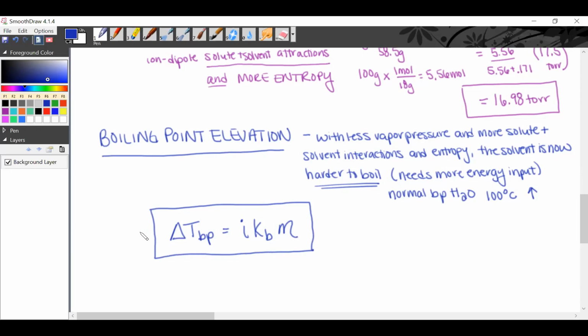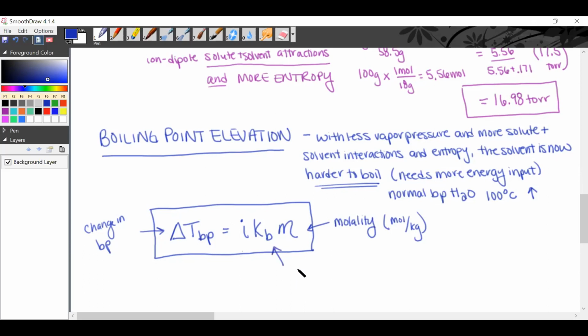Here's our equation. The delta T BP is the change in the boiling point. So this is what you would add to 100 or whatever your normal boiling point is, depending on what your solvent is. Our solvent is always going to be water. This m is for molality. And remember I said we use molality instead of molarity when we're working with changes in temperature because molarity will change with changes in temperature. So this is why we use molality, which you remember is moles of solute per kilogram of solvent.